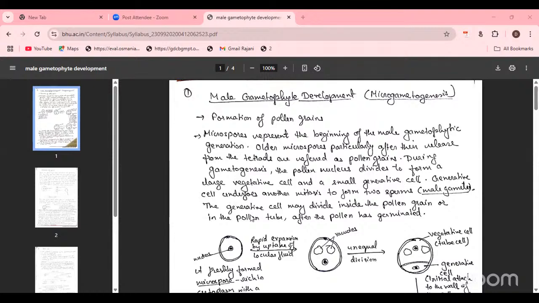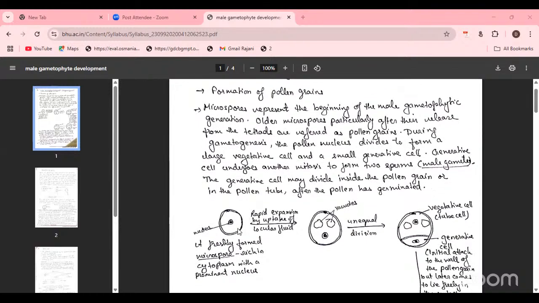two-cell structure. See, this one is the freshly formed microspore. In the center is the nucleus. The rest is the microspore, rich in cytoplasm. This is fresh and rich in cytoplasm with a prominent nucleus. This is the very starting microspore, rich in cytoplasm. The nucleus is present in the center, and it is a prominent nucleus.